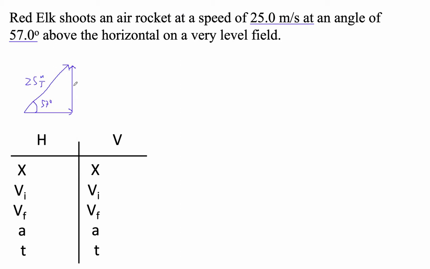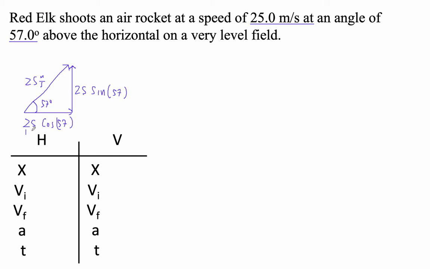The vertical component here will always use the sine, so this will be 25 sine 57, just because it's the opposite side. And then the horizontal velocity will always be cos, so this will be 25 cos 57. Now just do a quick check. Make sure you are in degrees. In fact, I am. All right, this is good. So I'm going to go 25 cos 57, enter. 25 sine 57, enter.